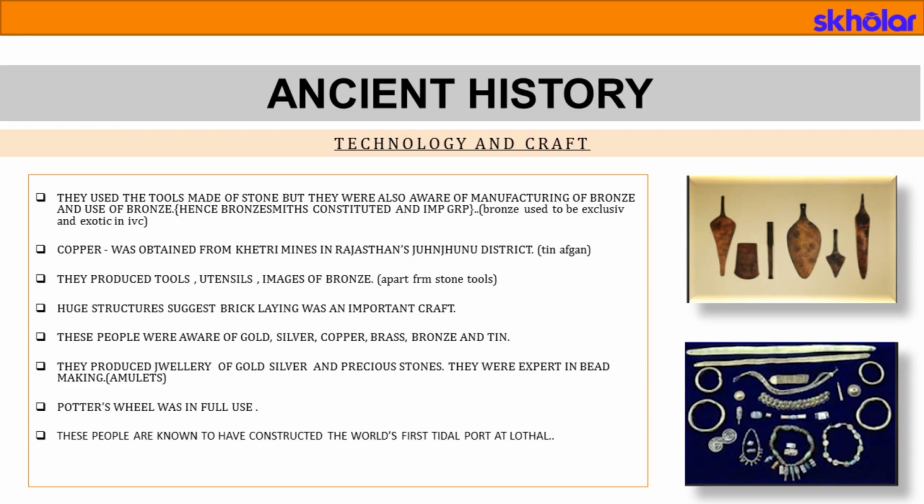Now they produced jewelry of gold, silver and precious stone. They were expert in bead making and some books also claim that they wore amulets on their arms. So some also deduced that they used to wear amulets to ward off evils, but there is no conclusive evidence of that. So let's just take it as a theory. You can see in the image on the right side the jewelry of Indus Valley. It looks quite good, so they must have had molds for producing it, I think.